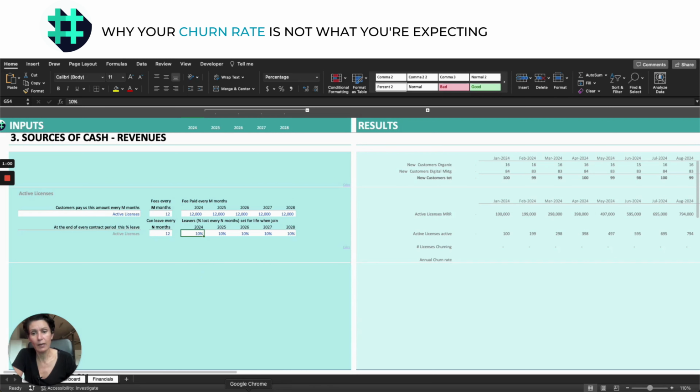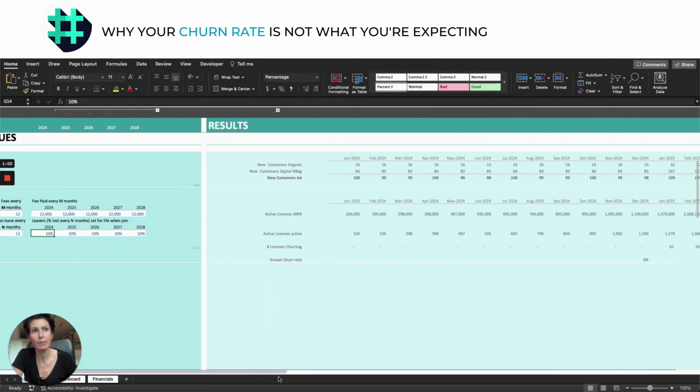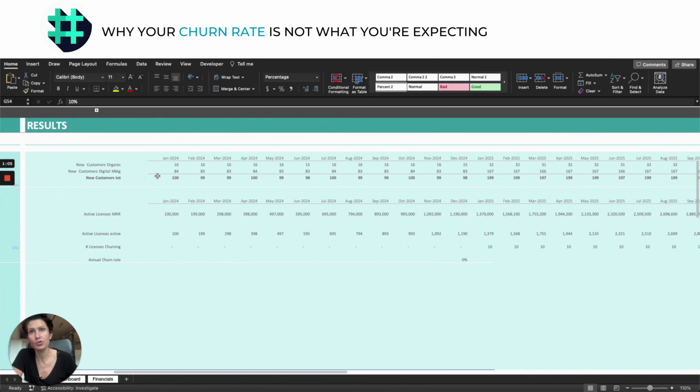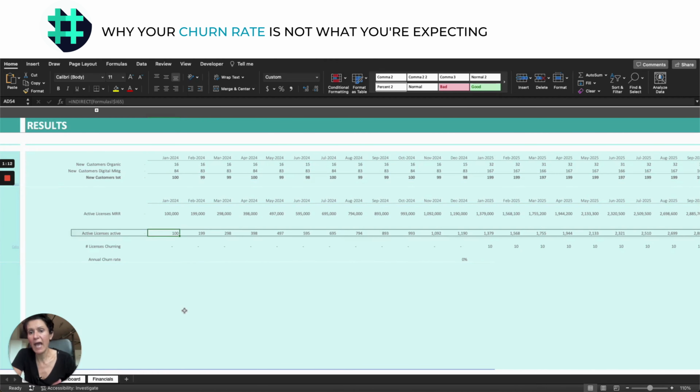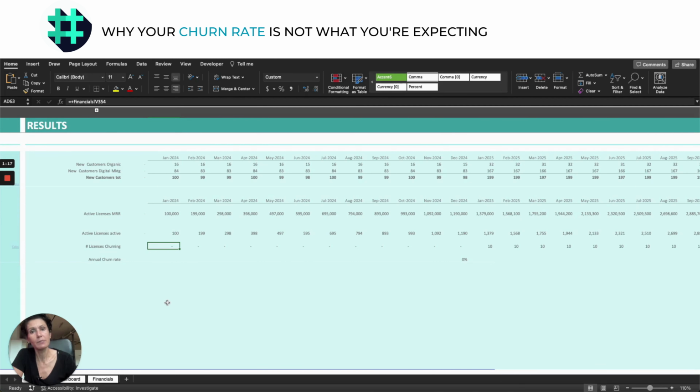So the way that works is if we look at it on a month-by-month basis, I've got 100 customers joining in January. They're signing up for a 12-month license, and that gives me 100 active customers as of that month. And because my churn rate is not actually being calculated or applied until 12 months later for this particular cohort of customers who join us in January, you can see that the number of licenses churning for the whole year is basically zero. So at the end of the year, my churn rate is going to be zero.